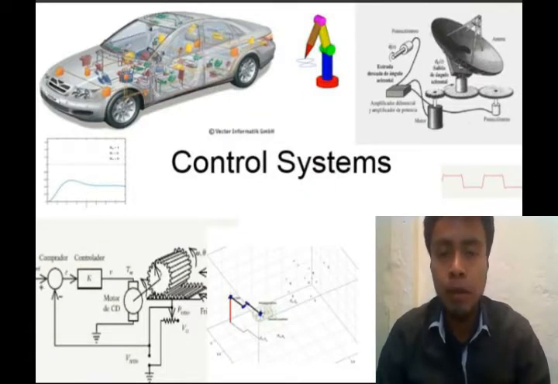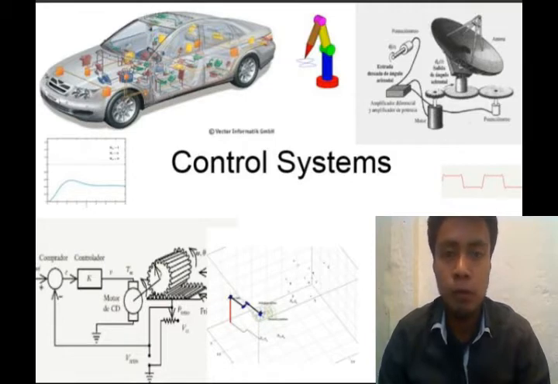Hello everybody, we are going to talk about the control system. Before starting, a brief introduction is going to be given by me. What is a control system? Where is the control system applied? Control system is the engineering discipline that applies control theory to design systems with the desired behavior.